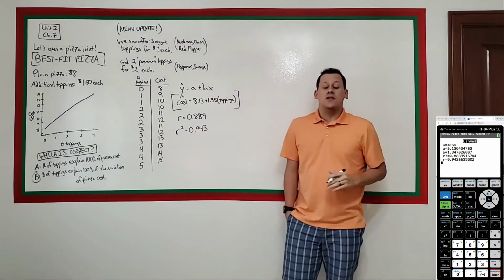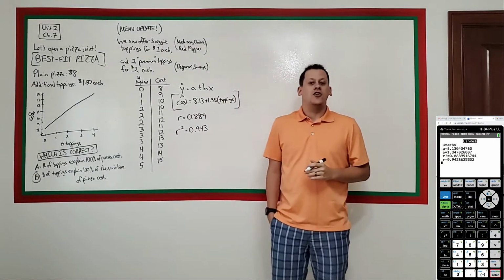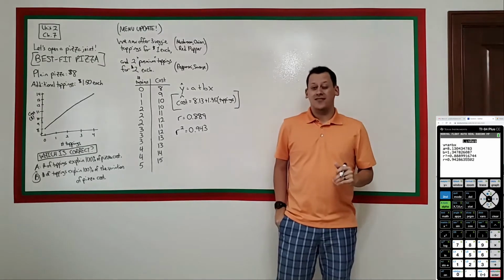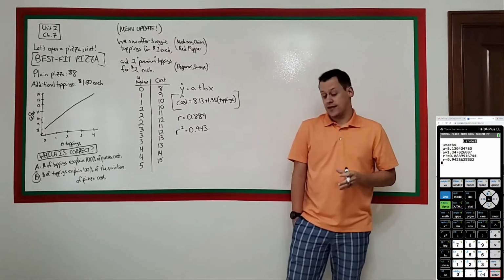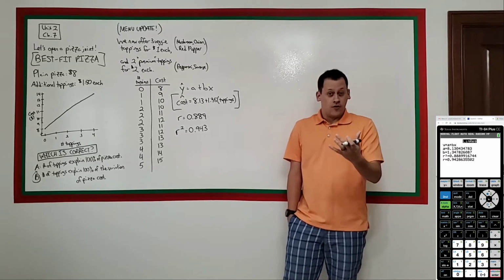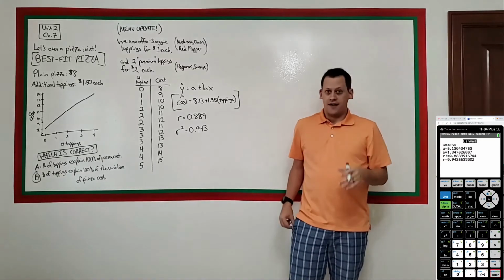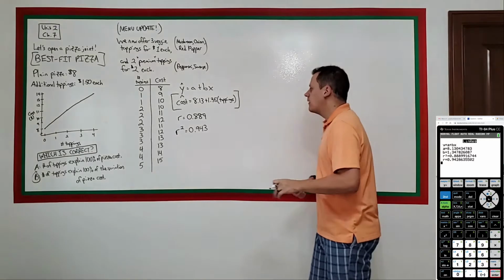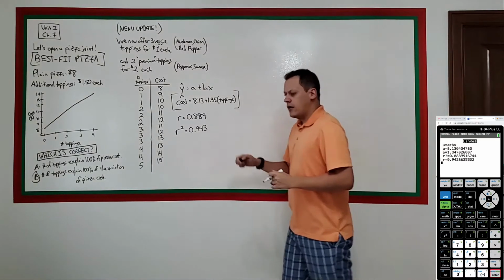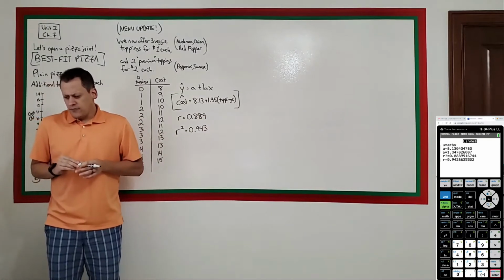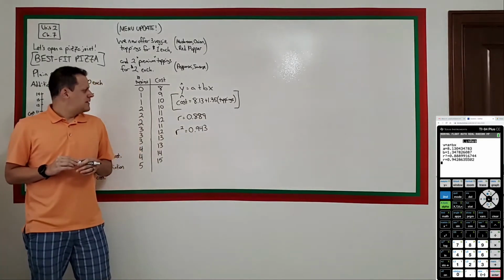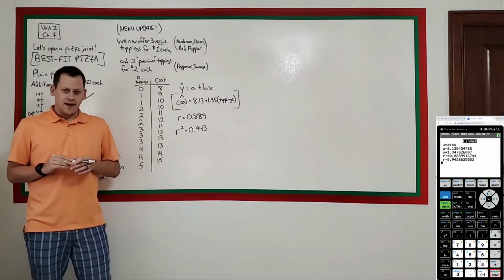Again, if you're using the virtual calculator, you have to go to second catalog, that's second 0, and go to diagnostic on every time you use the calculator. If you've got your own personal calculator, you shouldn't have to do that every single time. That's how you get these on the screen. And that R squared, I wonder what that tells us.